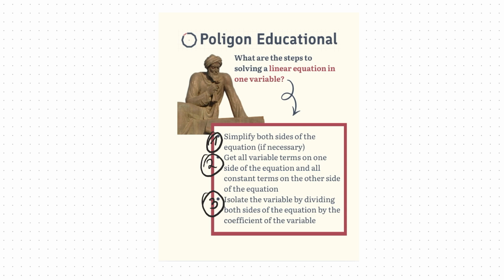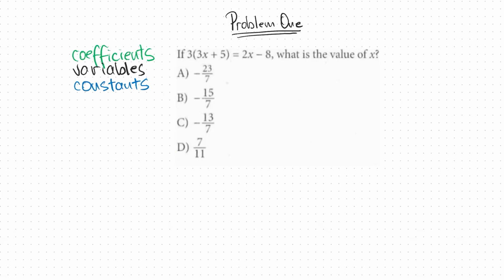Now let's see how this works on some problems I selected from previous SAT exams. Problem 1. If 3 times (3x plus 5) equals 2x minus 8, what is the value of x? And you'll see here to the left we have 3 words in 3 different colors because those are the colors with which we are going to be identifying each of those terms: coefficients, variables, and constants.